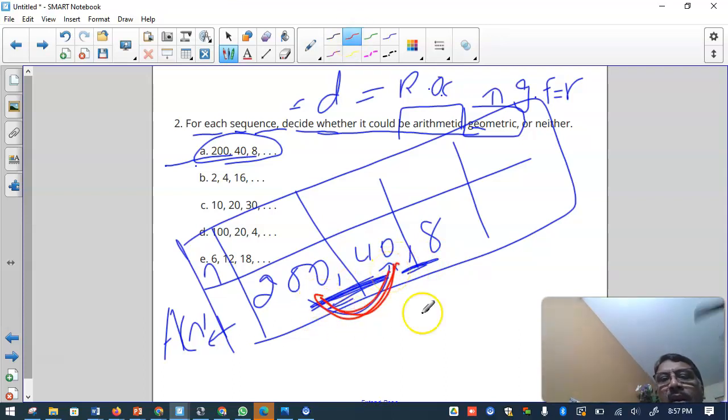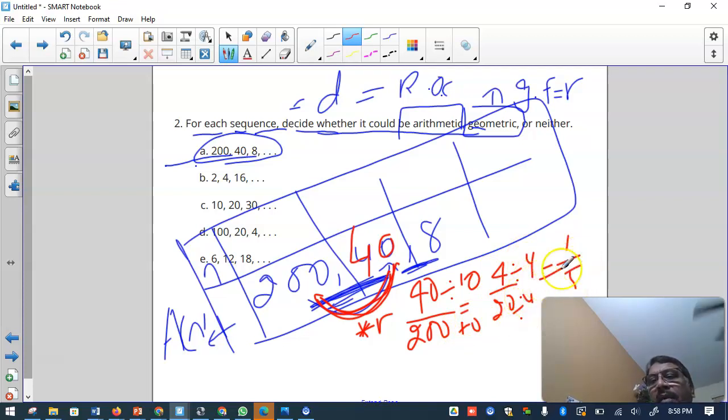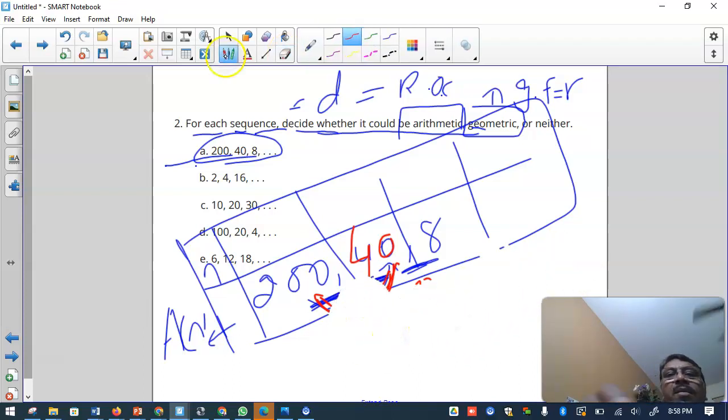So let's check 40 divided by 200, in order to know what multiplies. Is it the same thing? So when you work this out, you can divide by 10 on both sides, and you get 4 over 20, and again divide by 4, and you can clearly see that's 1 over 5, so you get 1/5. So that means the first one is 1/5. So from here you multiply by 1/5.